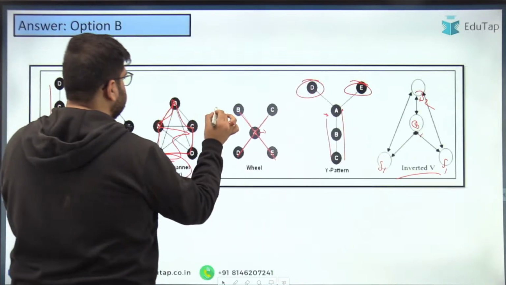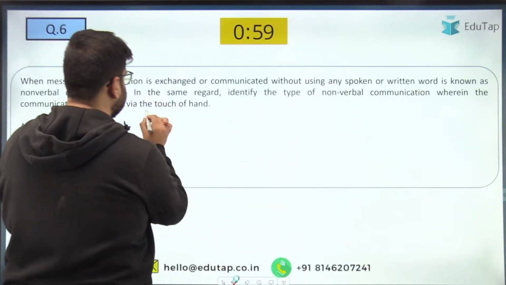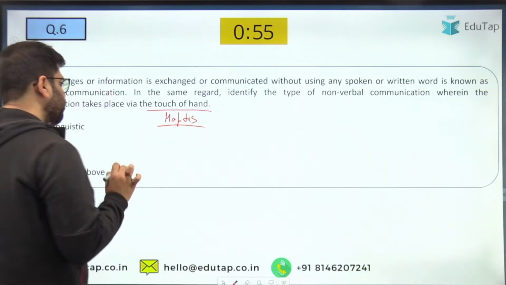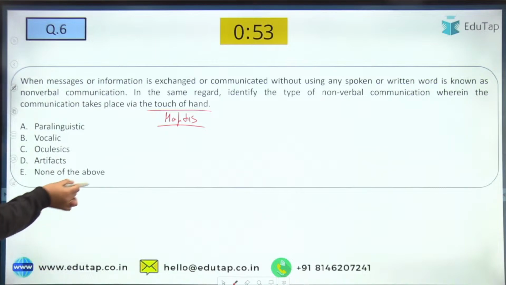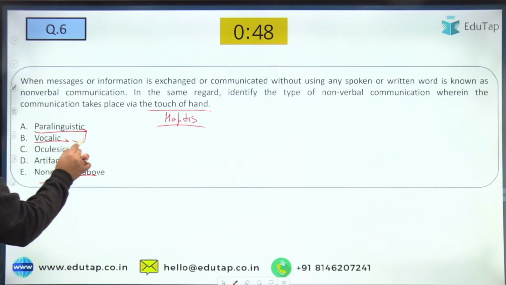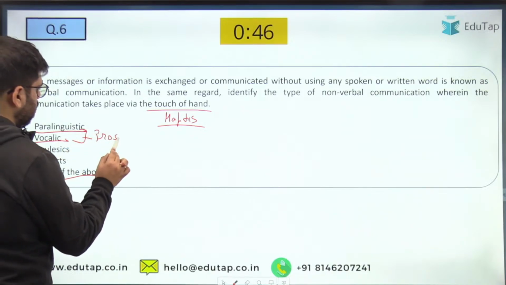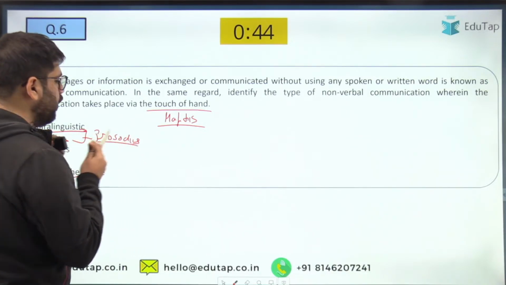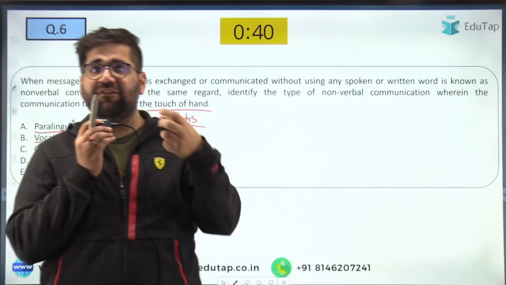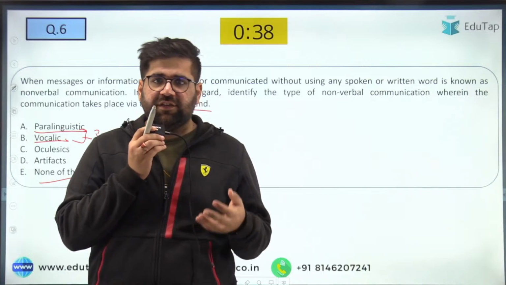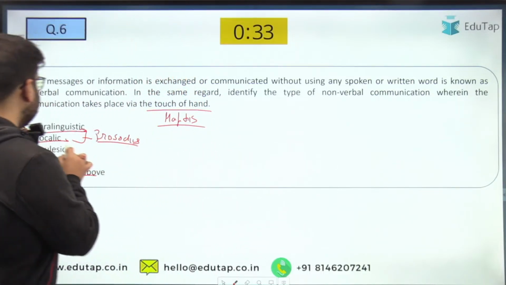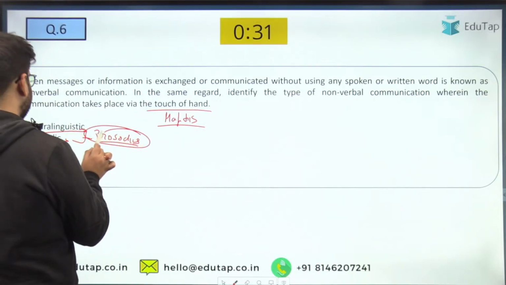Touch of hand is basically your haptics. Okay, haptics is not present in the options, therefore your answer will be option number E. Paralinguistic vocalic, and these are also known as prosodics. Prosodics basically means that you are changing the tone of your language. Like if I just scream right now, you will get a message that I am focusing on some keywords, right? So paralinguistic vocalic are basically known as prosodics.